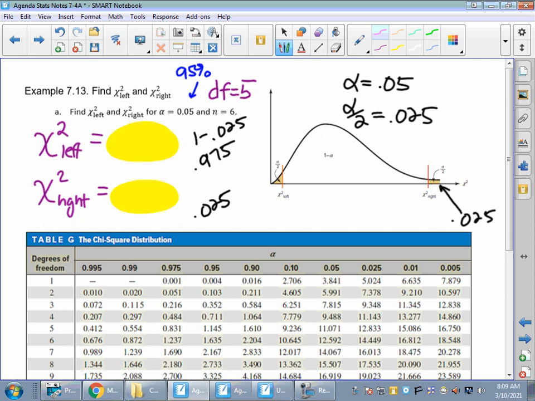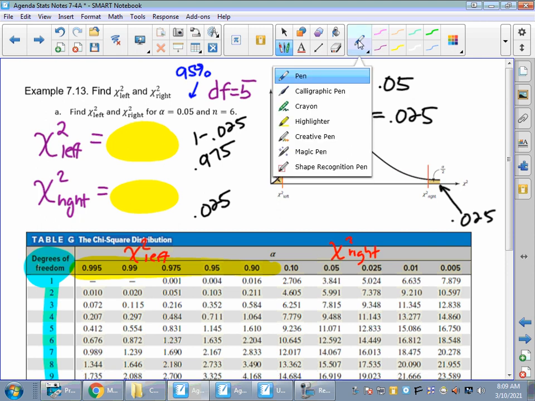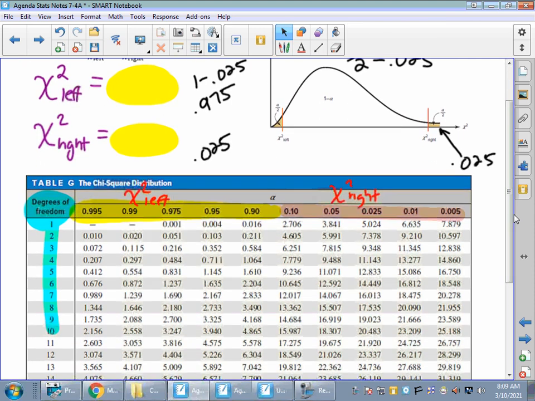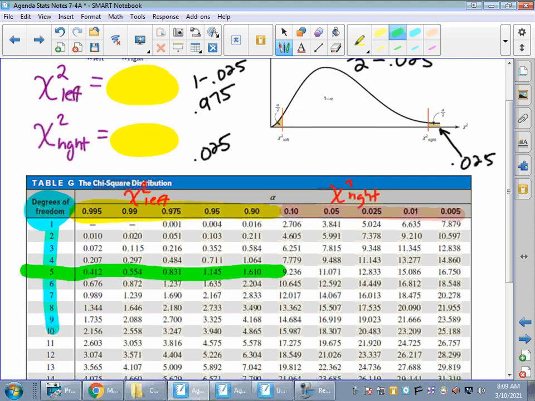left. Notice when you're on the chi-square table, you've got your degrees of freedom that you're going to look down that row. And our chi-square left values are on the left side of the table. Our chi-square right values are on the right side of the table. So if that helps you at all, maybe it will. There's our rights. So I am going to go to a degree of freedom of 5. Let me just highlight this so that I can keep track of it on the board here. Here's degree of freedom of 5.